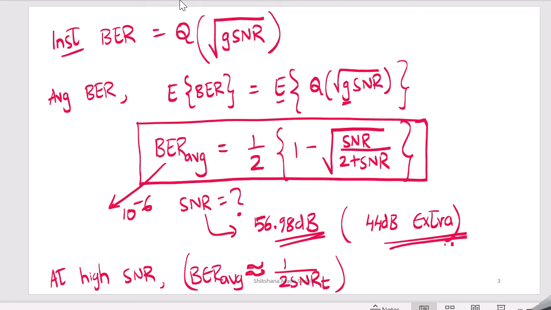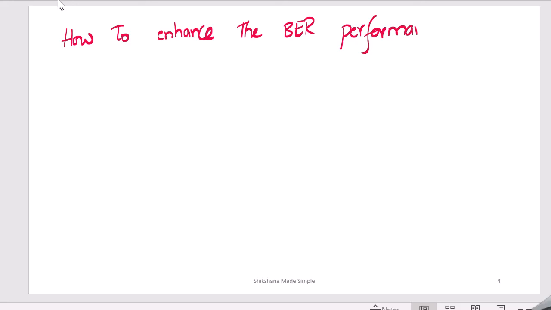Now we will talk about one scenario where we can improve the system in terms of better BER with less power. All right. So basically, it is to say, how to enhance the BER performance.